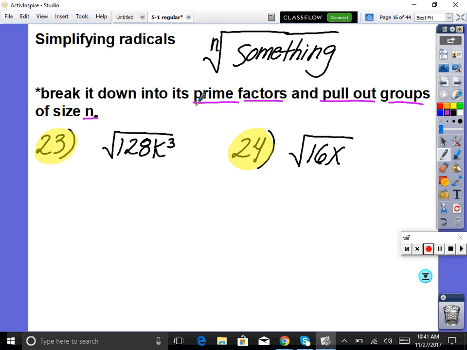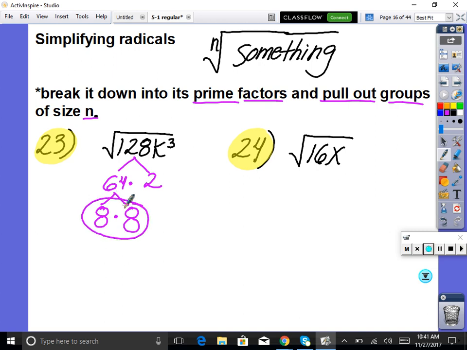Here we go. The square root of 128k to the third. So we need to break down 128. Give me 2 things that multiply to be 128. 64 times what? 2. Okay. Then 64 breaks down into 8 times 8. Now we could continue breaking 8 down, but if we're able to think on an advanced level, isn't it true that we're pulling out groups of 2? So it would not be necessary to continue to break down 8, since we can right here, right now, pull it out.